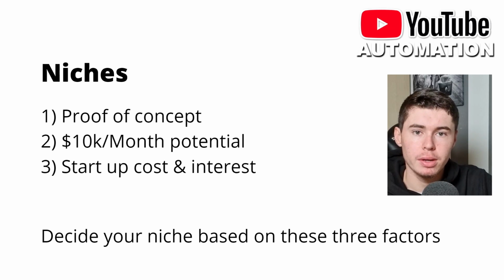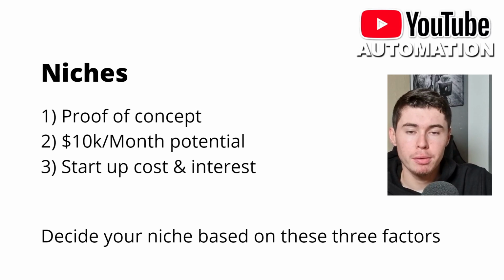Then you want to look at the startup cost and interest. Let's say that you found 3 potential niches. You've got football, cars, and finance. First of all, take a look at the startup cost. So how you can do that is by taking a look at the content layers, which I'll explain a bit later down in the video. But basically what you do, you figure out what you need in order to make a video, and you then figure out the cost for that so that you can figure out how much money it will cost you per video in a niche.